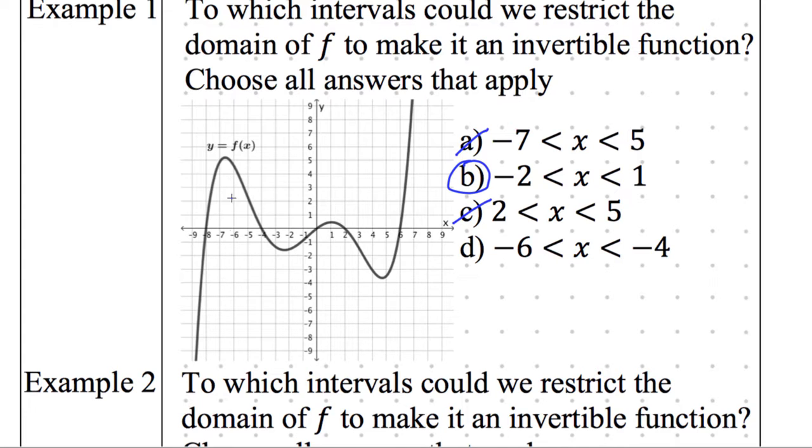Let's check D. -6 to -4. So -6 is right here, and to -4, that's right here. So is this function right there invertible? Yes. It is now invertible. It passes the horizontal line test.